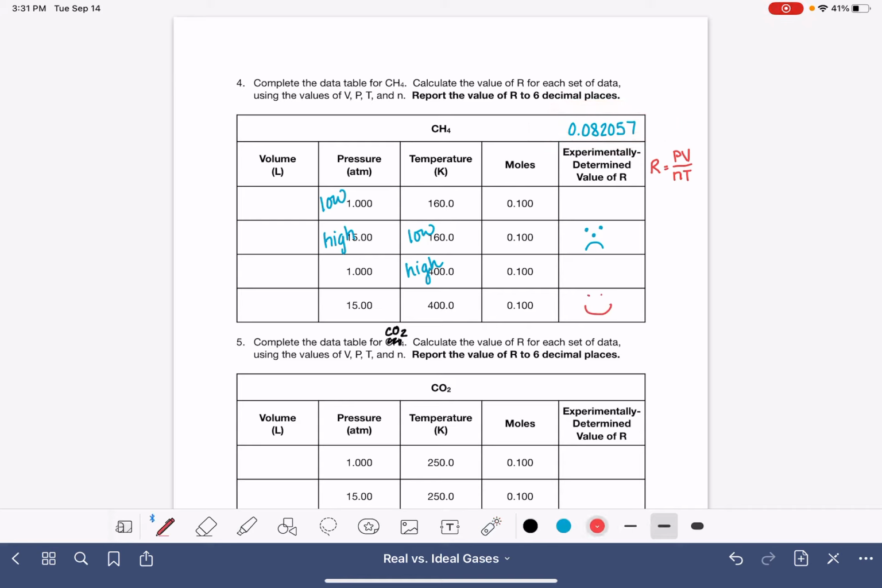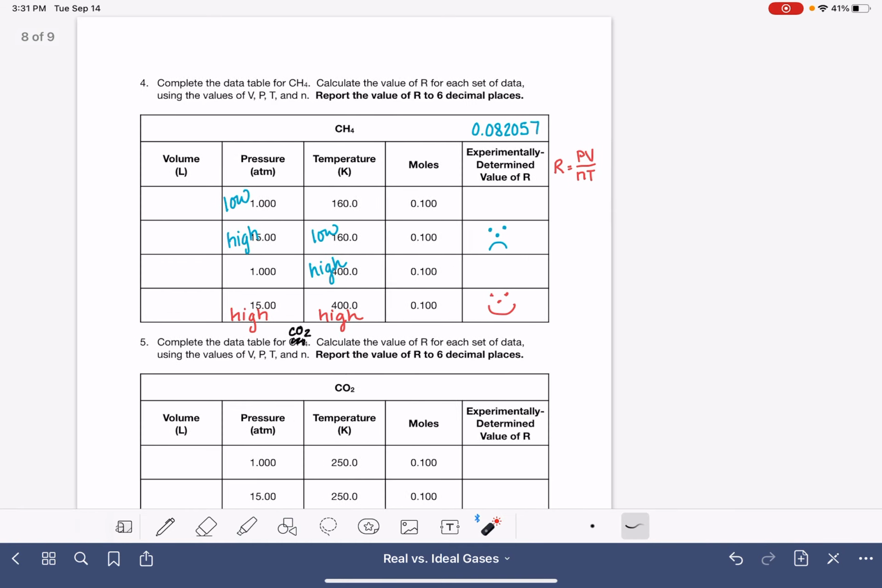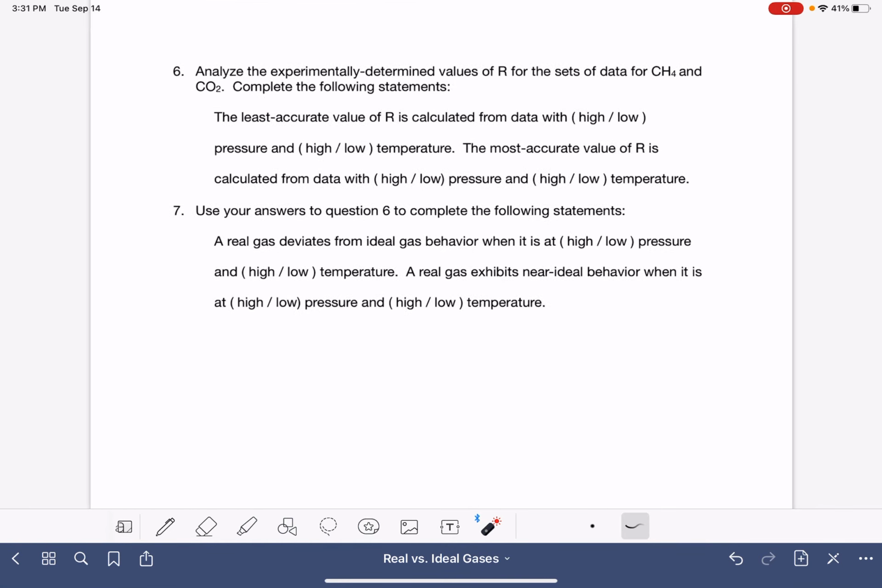Maybe it's this one right here. And you'll take a look at what pressure and temperature combination gives you that very accurate value. Because I've just randomly picked this, this is a high pressure and high temperature. So that's how I would answer this question. I would say the most accurate value of R comes from high pressure, high temperature. Now again, I'm just randomly drawing smiley and frowny faces. It's not necessarily what your data is going to look like. You'll just have to see for yourself.